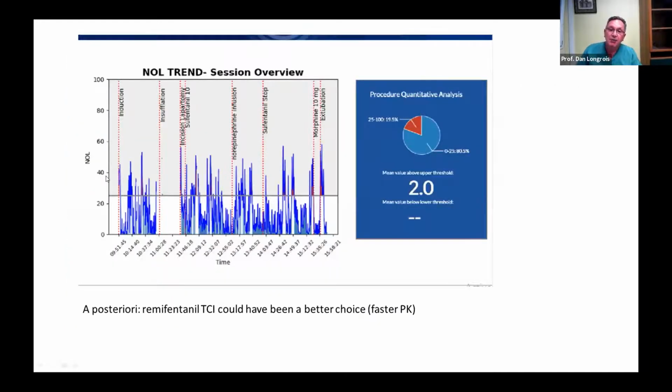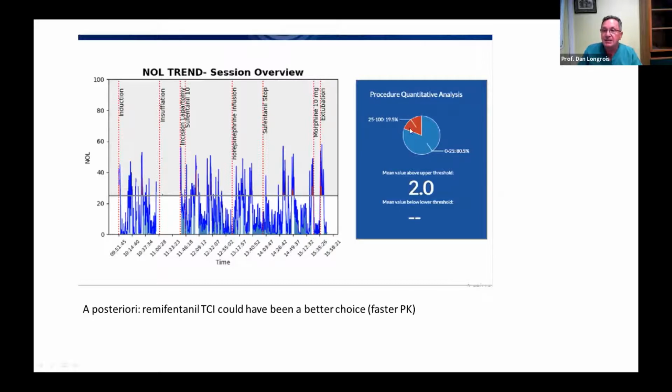So when you took the whole picture of the patient, basically in 80% of the time, the NOL was in the target range. And I showed you that the duration where it was out of the target range was short, and the amplitude was also small. So basically, if you look retrospectively at this case, in my mind, it is quite satisfactory in terms of what the NOL was supposed to do, that is, achieve the best control of the nociception and anti-nociception balance.